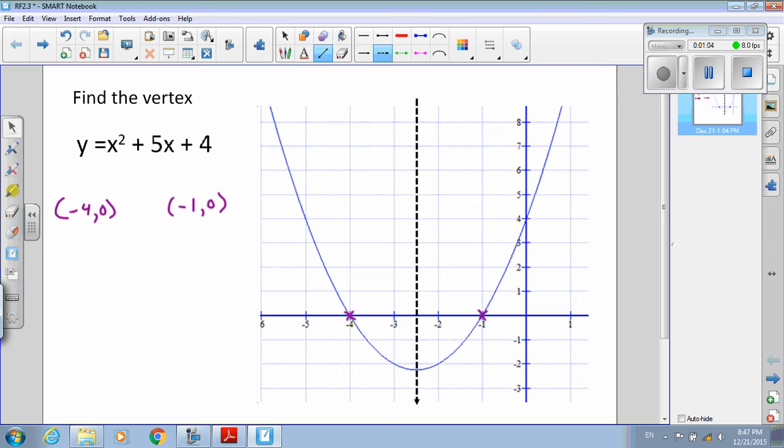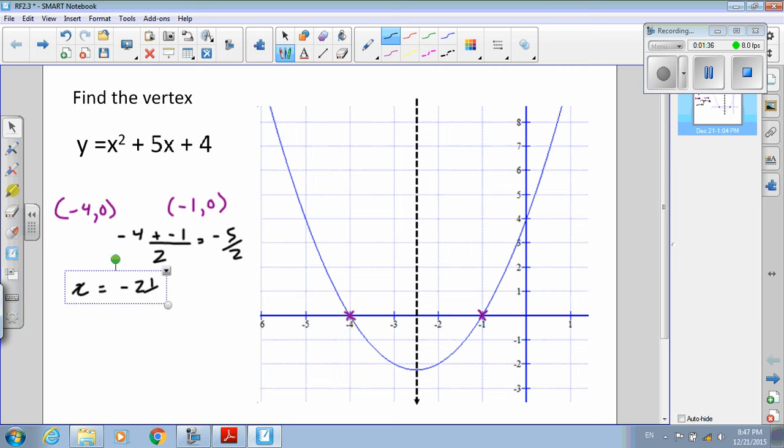Now I know my axis of symmetry will be found right in the middle of those two values. So what is halfway between -1 and -4? If you can't do that in your head, you can add both values, -4 plus -1, and halve that, and that's -5 over 2. -5 over 2 is -2.5. So my axis of symmetry is x equals -2 and 1/2.